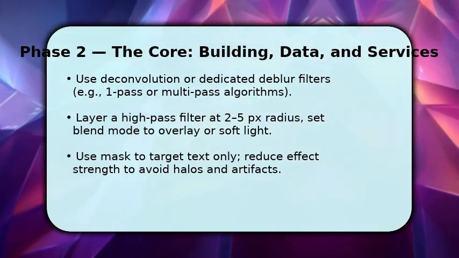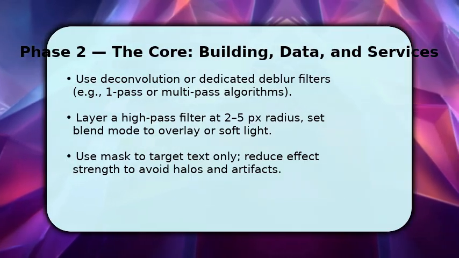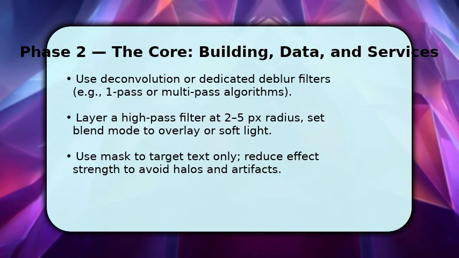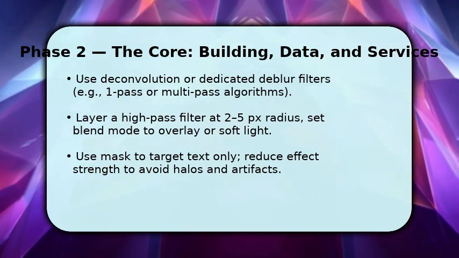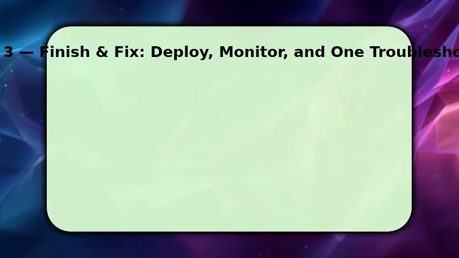If text still looks soft, duplicate the high-pass layer and reduce opacity to 30–50%. Repeat selectively to build clarity without creating halos. You finish by balancing contrast and local levels so text stands out.